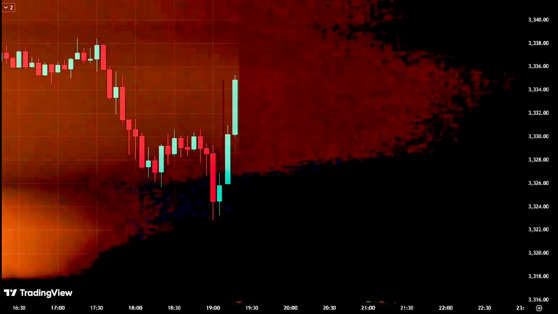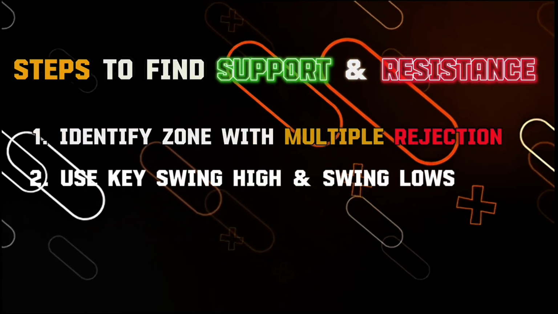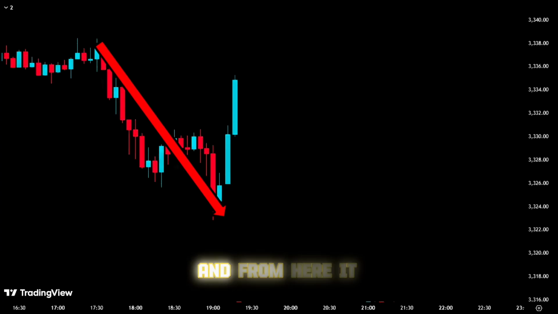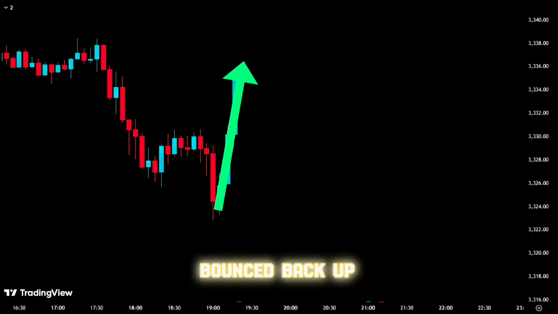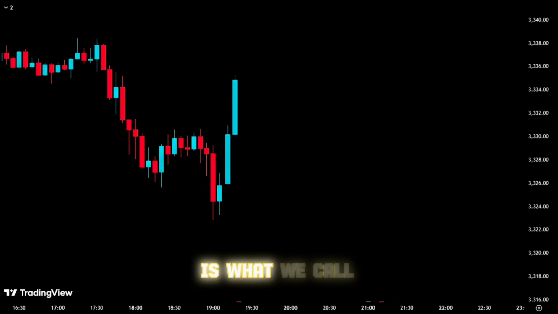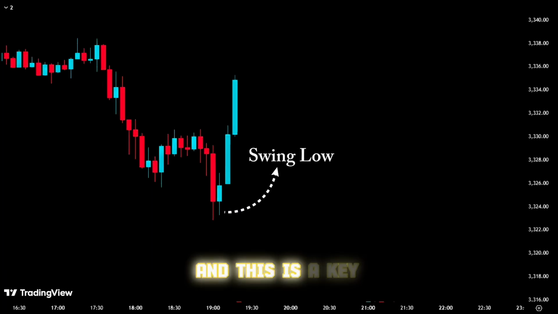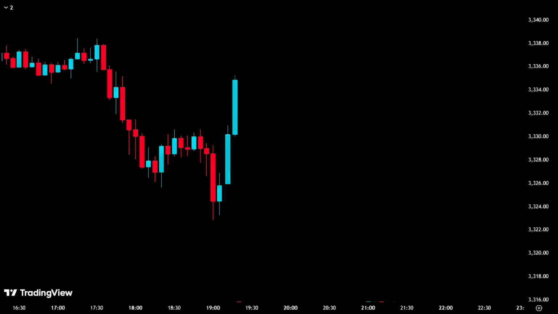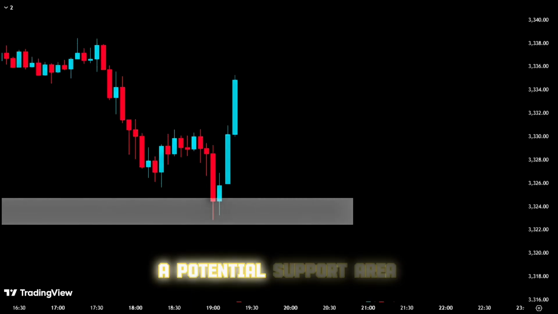That brings us to step number 2. Use key swing highs and swing lows. You can see that the price dropped down to this level, and from here, it bounced back up. This area where price reversed is what we call a swing low, and this is a key place where buyers stepped in. So what I'll do is mark this zone as a potential support area.